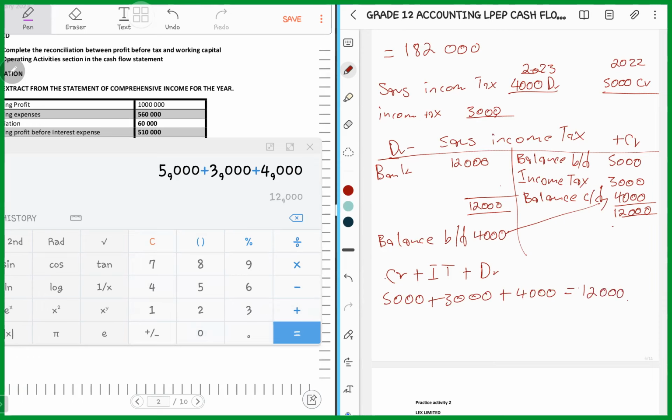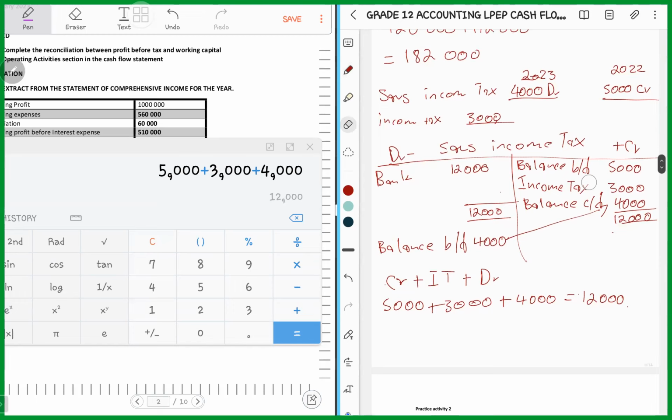So in case SARS income tax says that it's a credit at the beginning, then at the end it's a debit. A debit means that SARS is owing us. It will appear under the current assets. Okay, so now let's see if maybe all of them are debits, and how we are going to treat it. This is the fourth way of doing it. It can come in any way, but there are four ways of doing it.